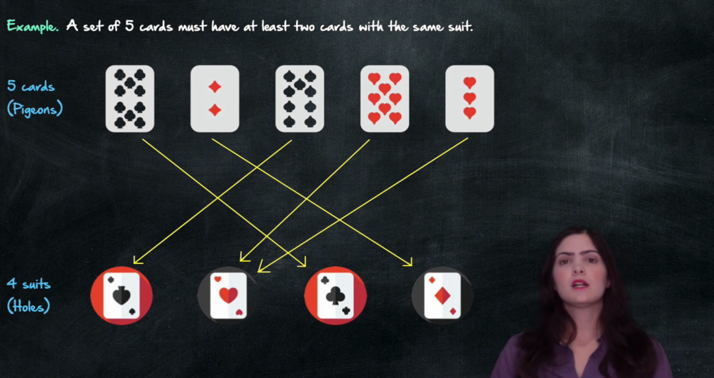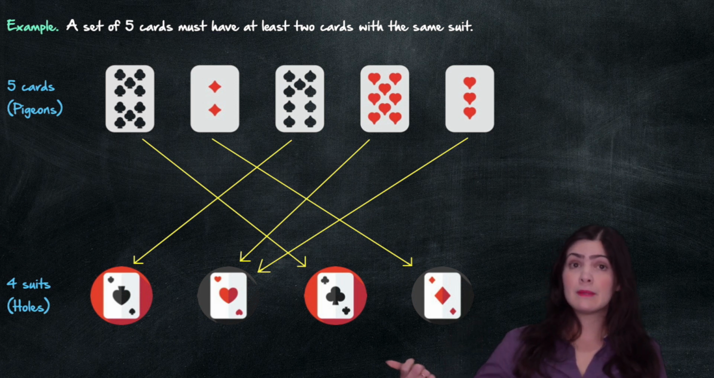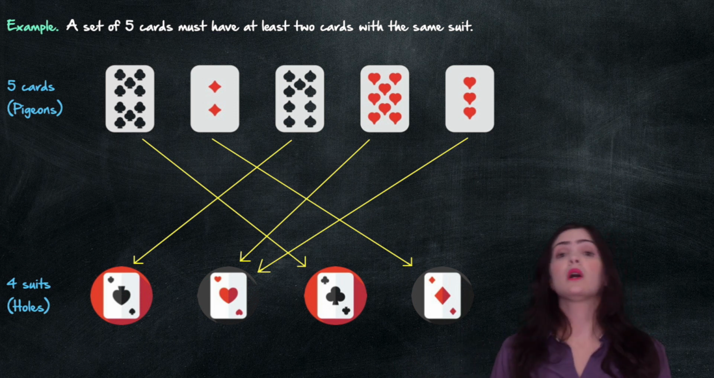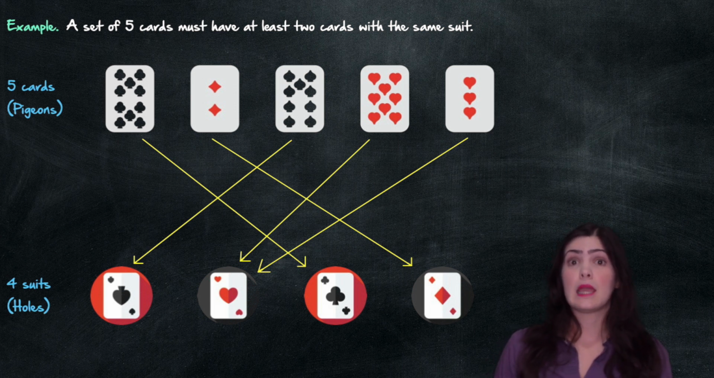But it doesn't matter. If that card was clubs, then we would have 2 cards with clubs. If it was diamonds, we would have 2 cards with diamonds. So this is an application of the pigeonhole principle. It's telling me that if I draw randomly 5 cards from a standard deck of 52 cards, I must have at least 2 cards with the same suit.